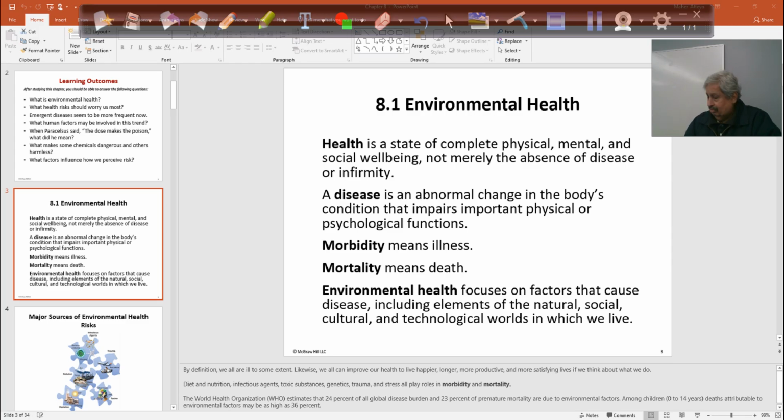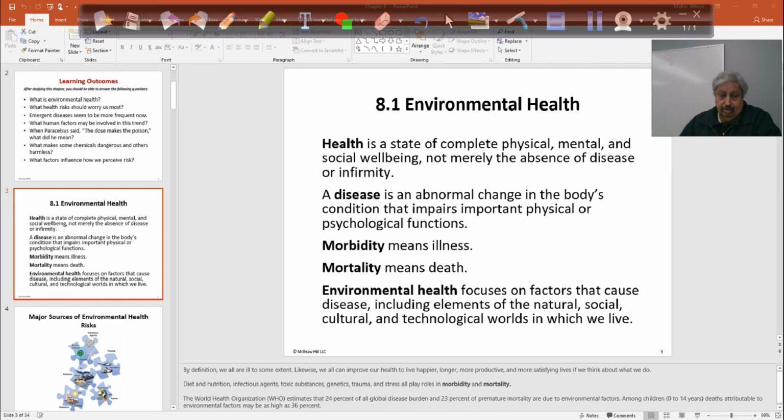Health, we define as the well-being of a person, mentally and physically, and environment is whatever is inside our system and surrounding our system. That's environment. So environmental health is a combination of the two words, which focuses on factors that cause diseases, including elements of natural, social, cultural, mental, technological, etc. in the planet we live in.